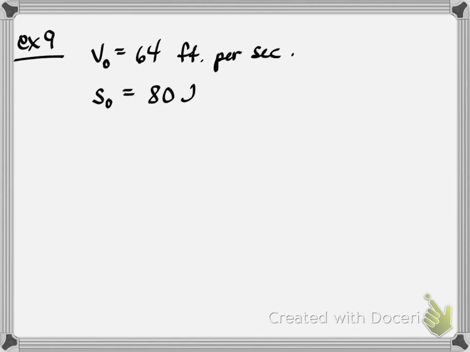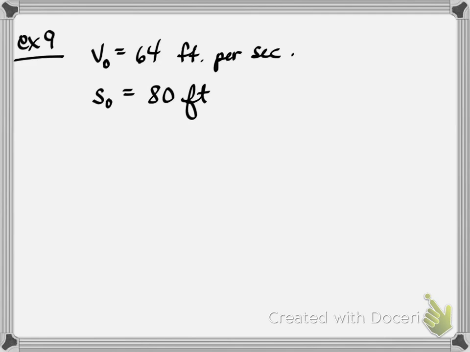A ball is thrown upward with an initial velocity of 64 feet per second with an initial height, that's our s sub naught, of 80 feet. Find the position function giving the height as a function of the time.